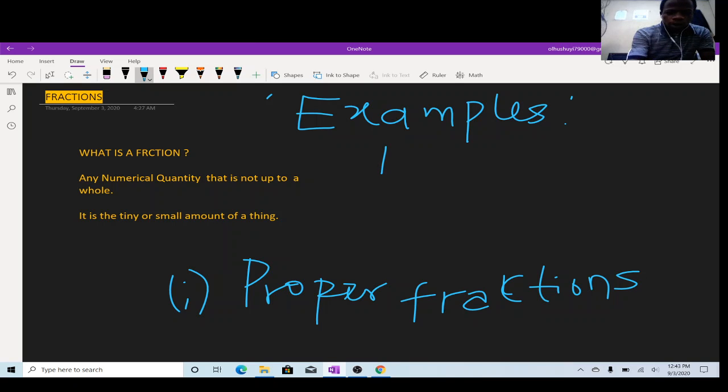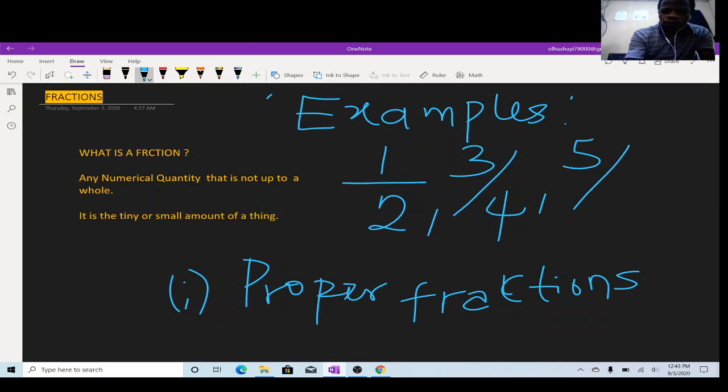You have 1 upon 2. You have 3 upon 4. You have 5 upon 7. So on and so forth. These are proper fractions because our numerator is smaller than our denominator. The denominator is carrying the numerator, and that makes it a proper arrangement, a proper position. Therefore, it is a proper fraction.